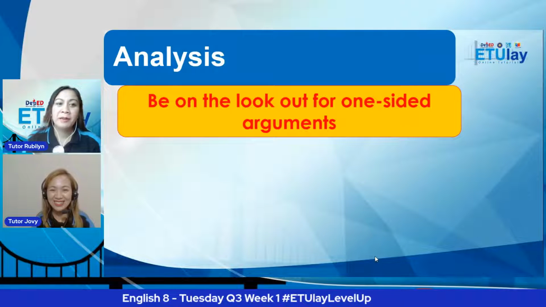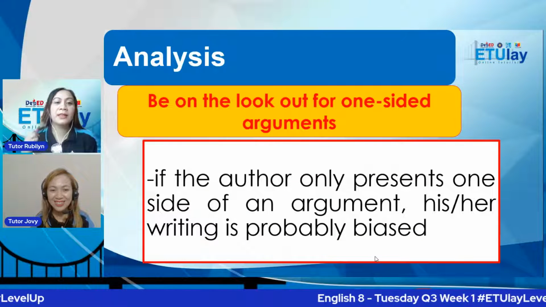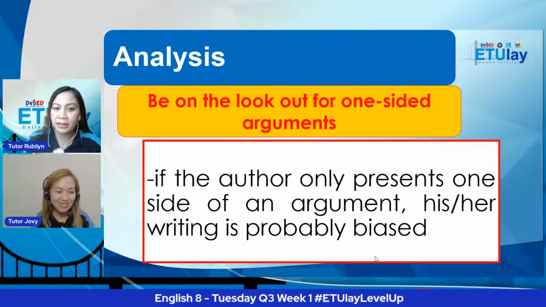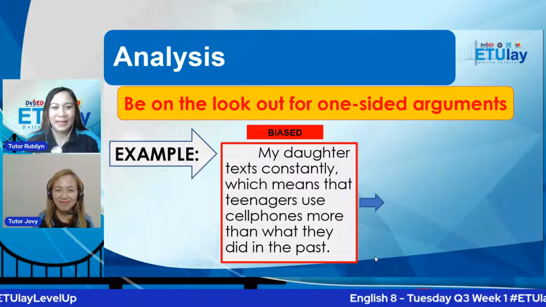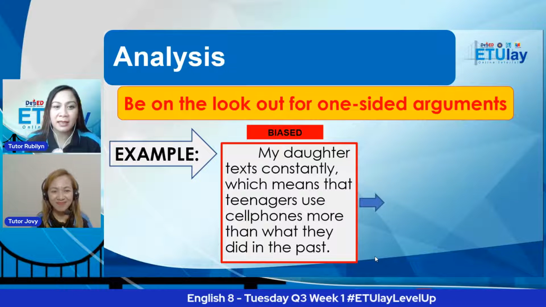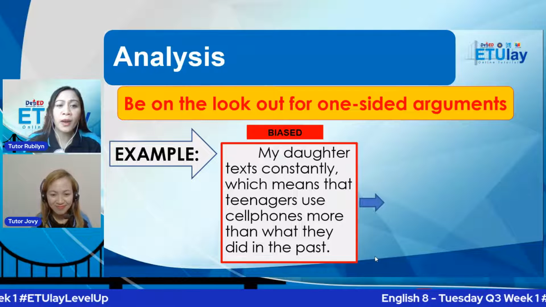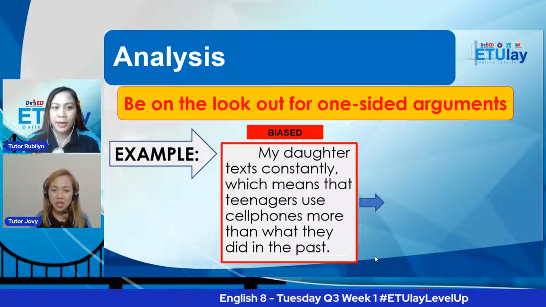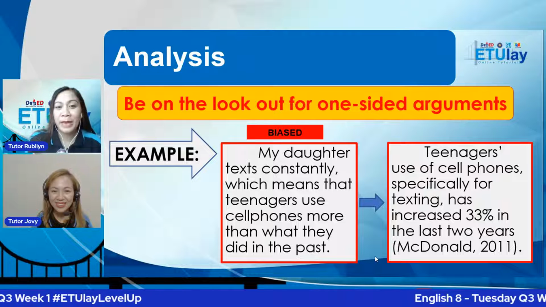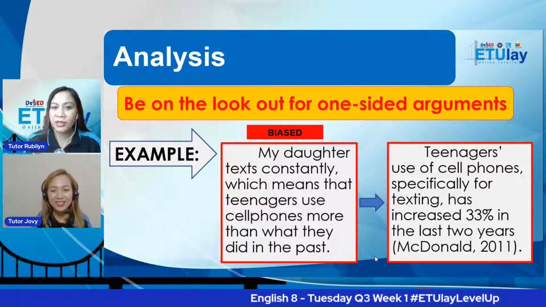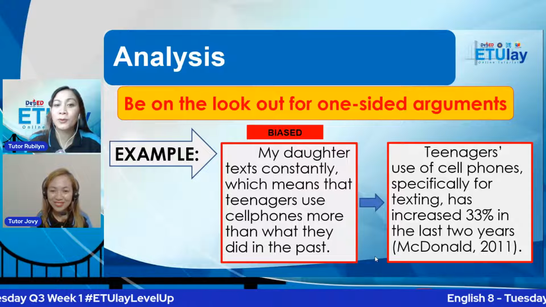Yes, for number four, be on the lookout for one-sided arguments. Example for this, it's when the author only presents one side of an argument. His or her writing is probably biased, and that's for sure. So, for example, okay, my daughter texts constantly, which means that teenagers use cell phones more than what they did in the past. Right. Why can we see that there's bias here? Oh, there's a better way of saying it. Like teenagers' use of cell phones, specifically for texting, has increased 33% in the last 2 years.